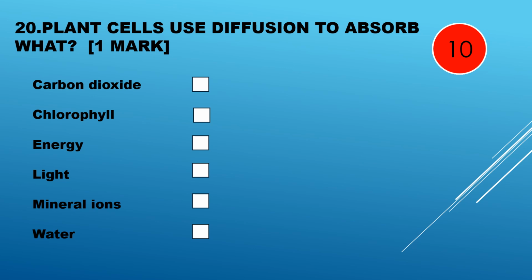Question 20. Plant cells use diffusion to absorb what? Carbon dioxide, chlorophyll, energy, light, mineral ions, or water. Plants use diffusion to absorb carbon dioxide in the leaves.